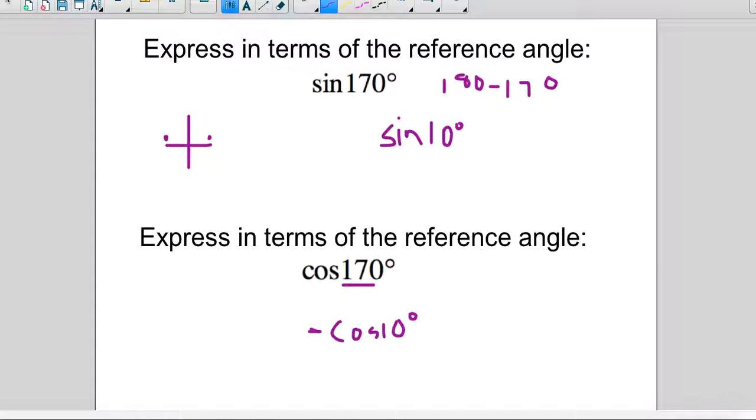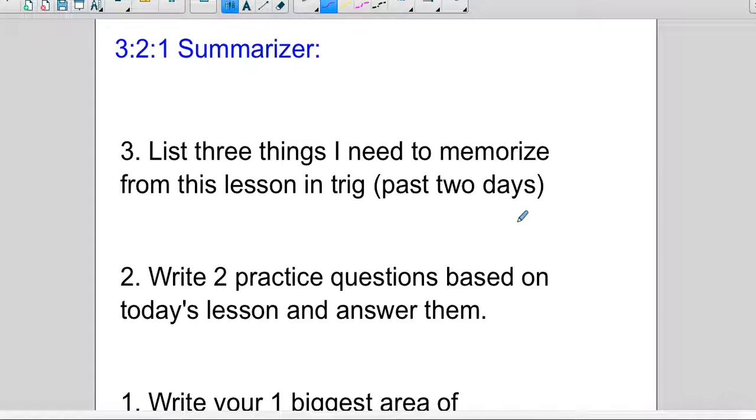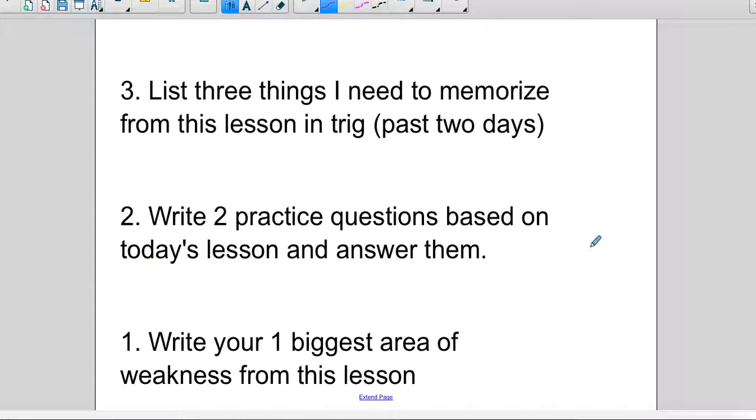And that's it. So your quick summarizer, it's a 3-2-1 summarizer. If you want to do this, go for it. Once you are done with this summarizer, you can go ahead and start the homework. If you have somebody else that wants to hand out the homework, you can. Maybe you already have it. I'm not sure. But that's it for today's lesson. Thanks, guys.